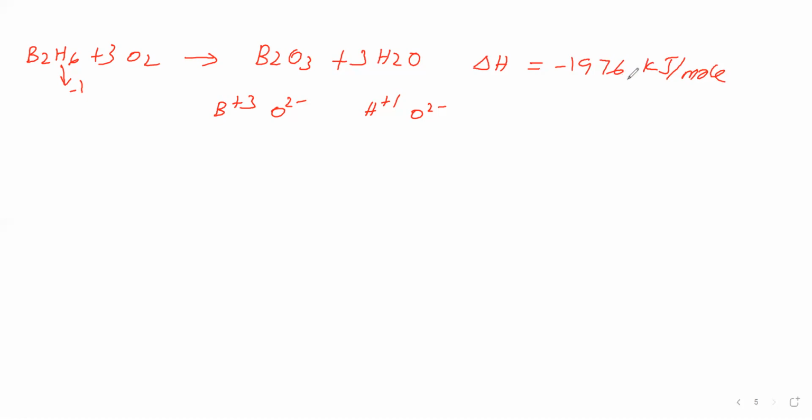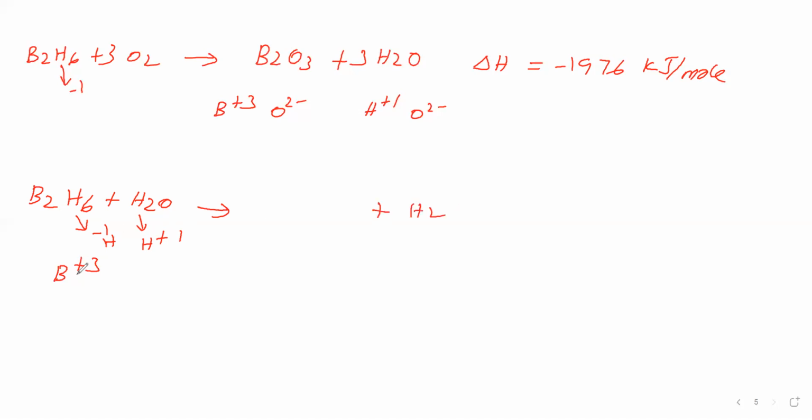Next, diborane undergoes hydrolysis. That reaction we will see. Diborane undergoes hydrolysis to give what product, that we'll see. Now, in the diborane, boron is +3. Here, hydrogen is -1, H -1. This H -1 takes H+1 from here and becomes hydrogen gas.